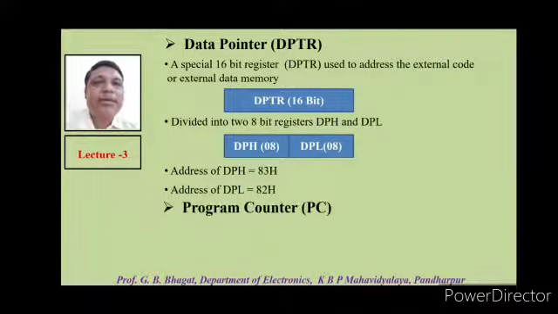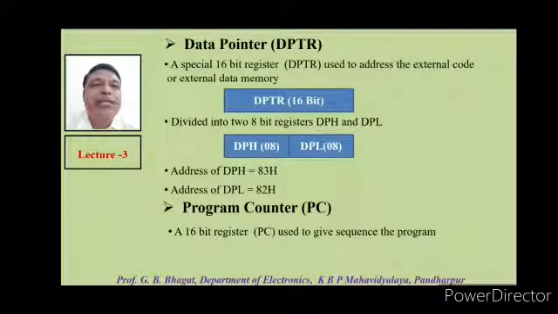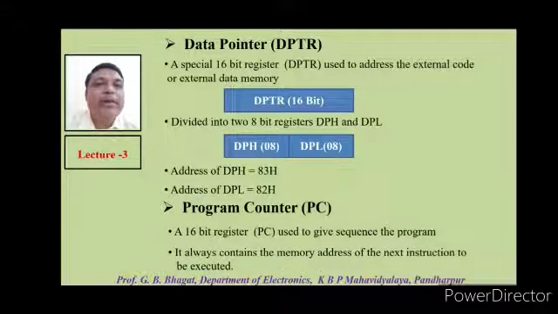Then next, let us see the program counter of 8051. It is a 16-bit register denoted as PC, and it is used to give proper sequence to the program. It always contains the memory address of the next instruction to be executed.